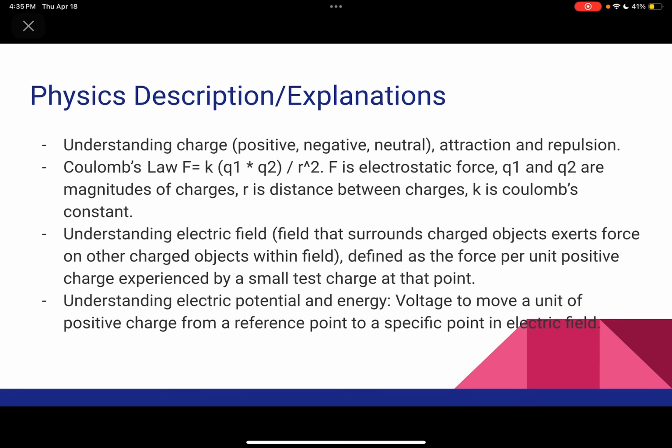The physics description would be that I would use Coulomb's law for this. I need to find the force, and in order to do that, I need to find the two charges, multiply them, find the distance, and divide it, and use Coulomb's constant.